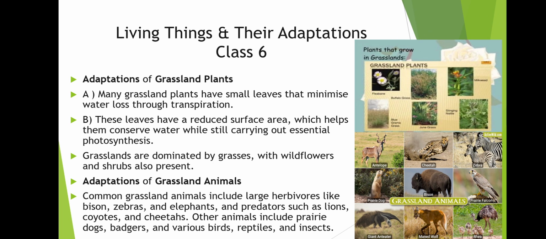Then the deer, which is also known as antelope. Then there is a prairie dog, and here the cheetah is shown. Then the giant, you can see that. Then the wolf is also shown. So all these are the grassland animals, wild as well as pet.